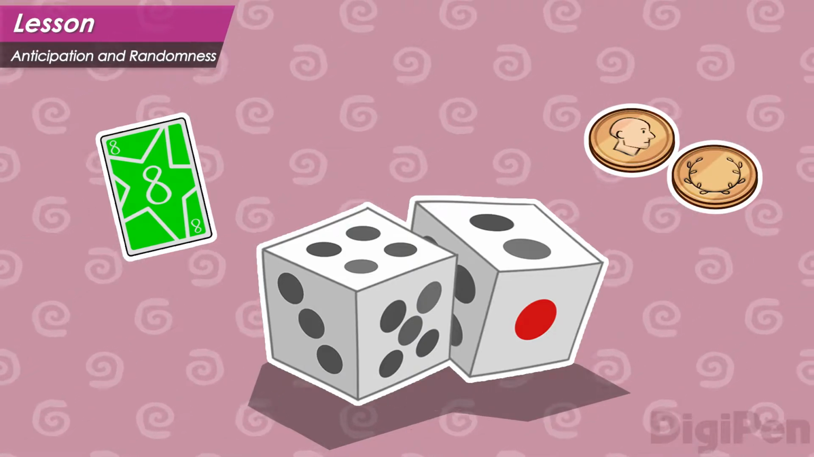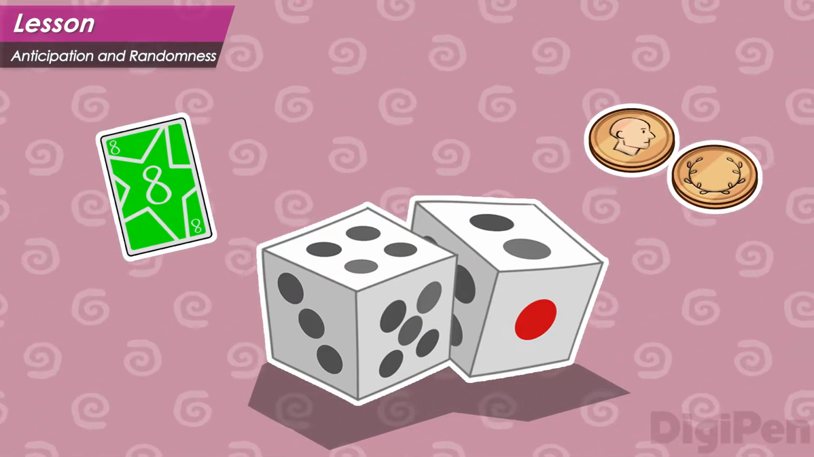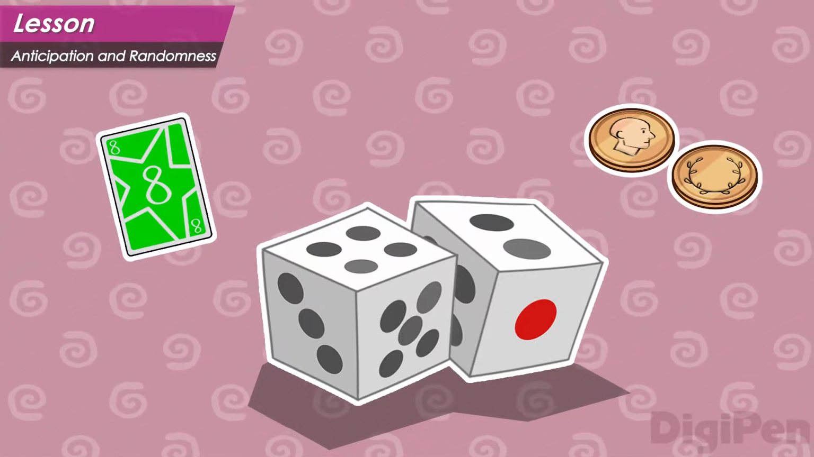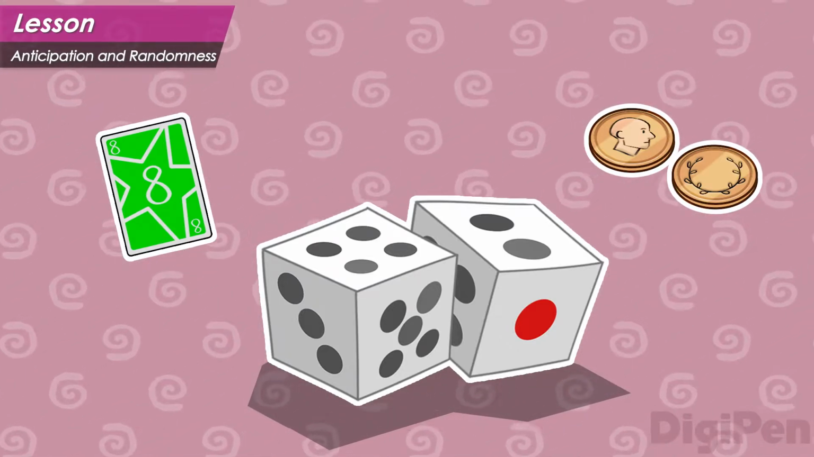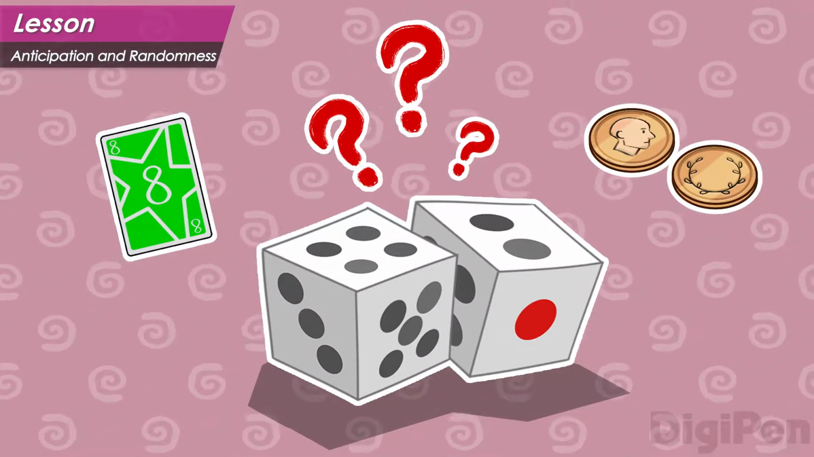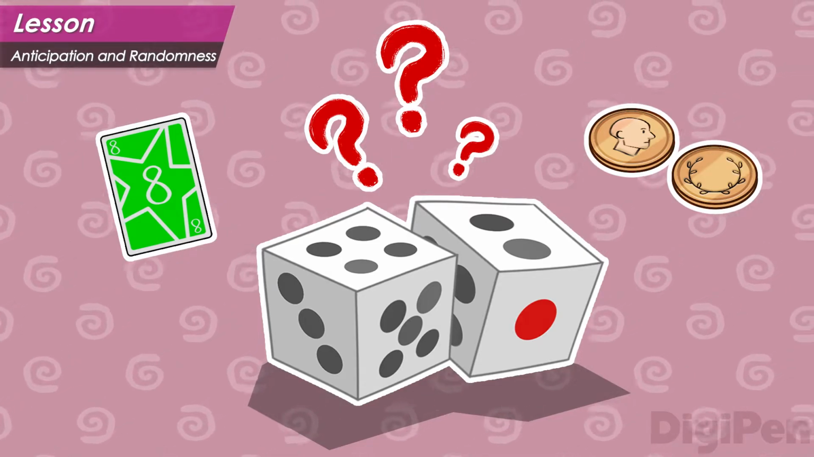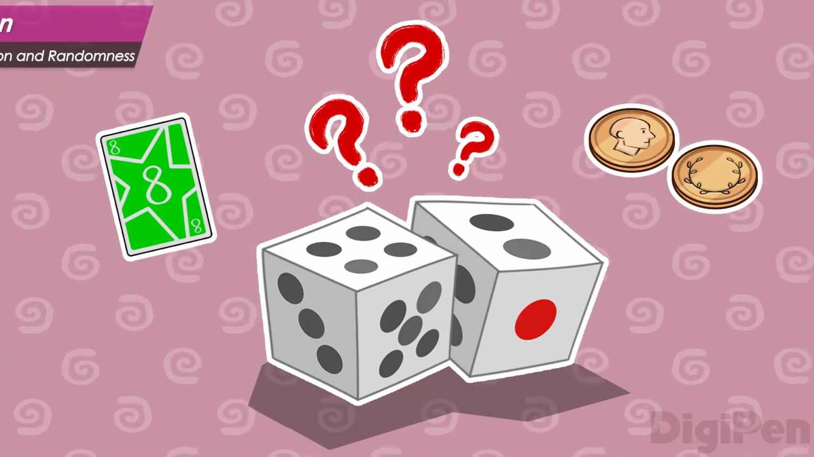In all of these situations, the fun of the game is enhanced by the fact that what's going to happen is unpredictable. There's no way to know which card you'll draw or what number you'll roll on the dice until after you've done it. This thrill of the unknown is called anticipation, and it's well known in game design. The key behind all of this is randomness.